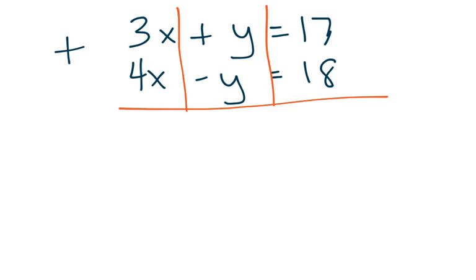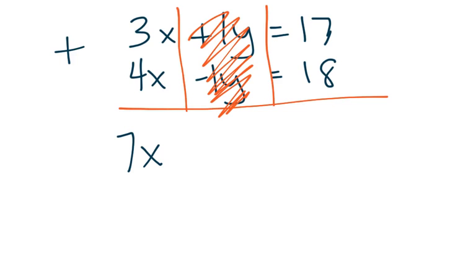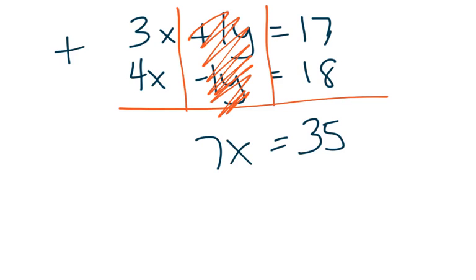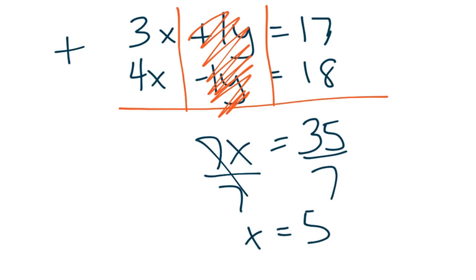And watch what happens. 3x plus 4x would be 7x. Positive y plus negative y is actually going to give me nothing. Like the positive 1 and the negative 1 will become 0y, and 0y is nothing. So I won't have any y's. And 17 plus 18 is 35. So now I have a very simple equation. I have 7x equals 35, and I divide both sides by 7. And I get that x is 5.